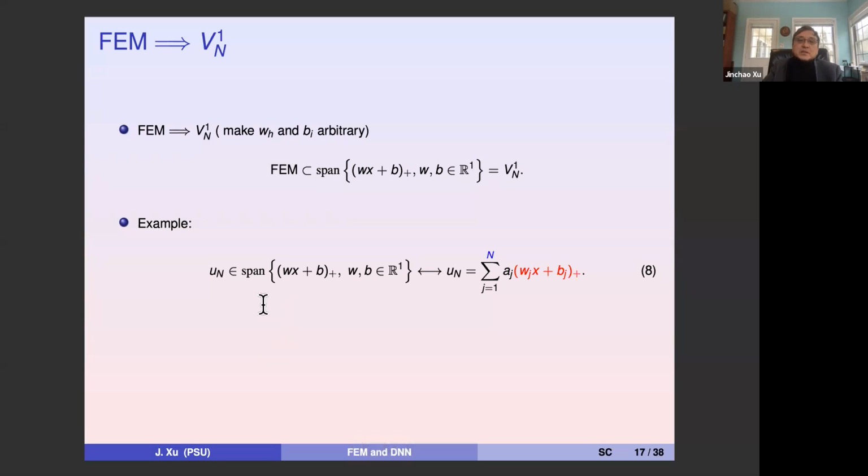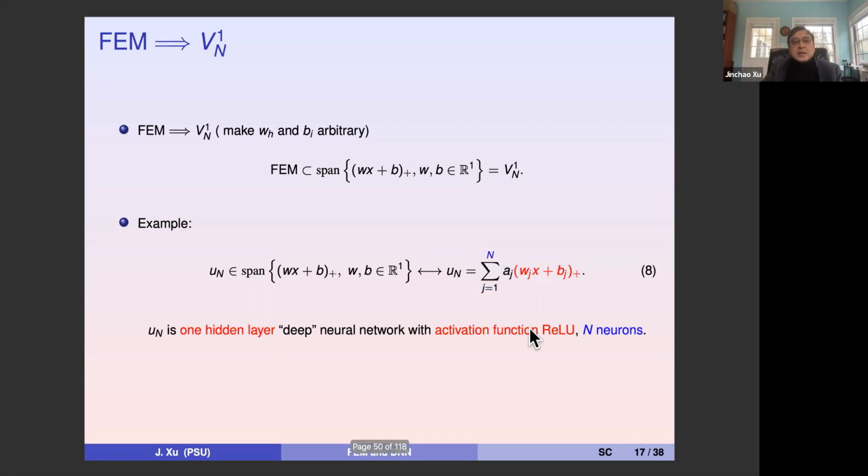Well, let's see, what is this? So u_n is, you can write this, if you take a k, this function will be expressed differently. You have different ways like that. And so this is what is called one hidden layer. You can call this the activation function. You have n neurons and all that.